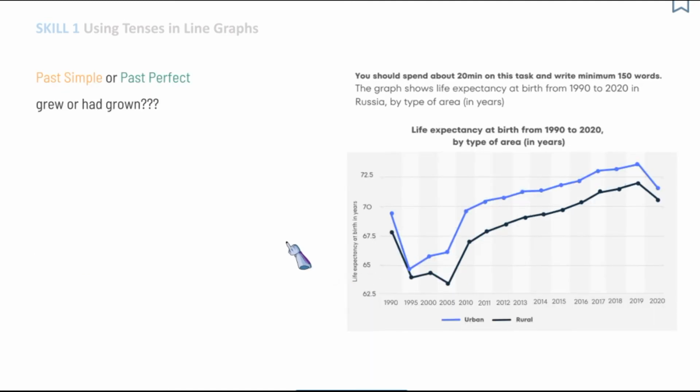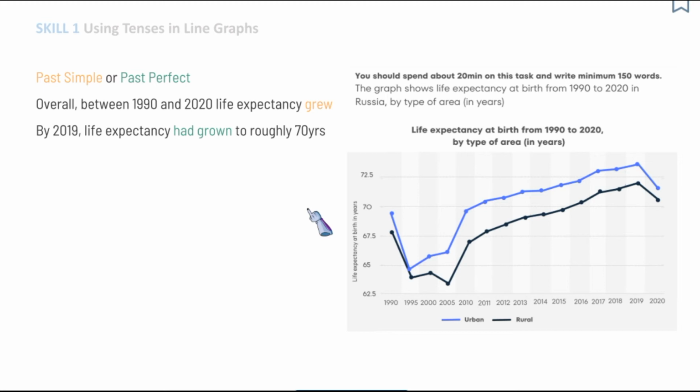A very common confusion that my students have is this. So past simple or past perfect. What do we use? Grew or had grown? Well, let's have a look at these 2 examples. Overall, between 1990 and 2020, life expectancy grew. And by 2019, life expectancy had grown to roughly 70 years.